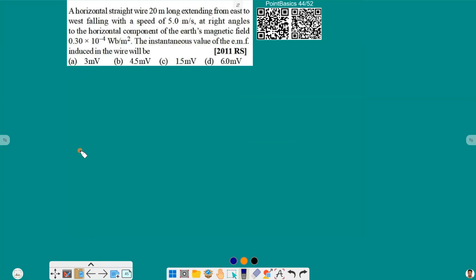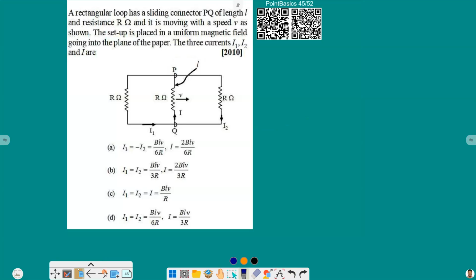Next one. A horizontal straight wire 20 meter long extended from east to west, falling speed is mentioned, length is mentioned, at right angles to the horizontal component of the magnetic field, and that is also mentioned. So the value of induced EMF is again BLV. Magnetic field is 3 into 10 raised to power minus 5, length is 20 and velocity is 5. So 100 into 3 into 10 raised to power minus 5 gives 3 into 10 raised to power minus 3, or 3 millivolt. Now let's move to the next one.